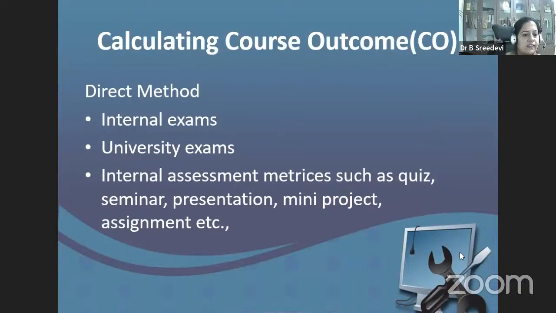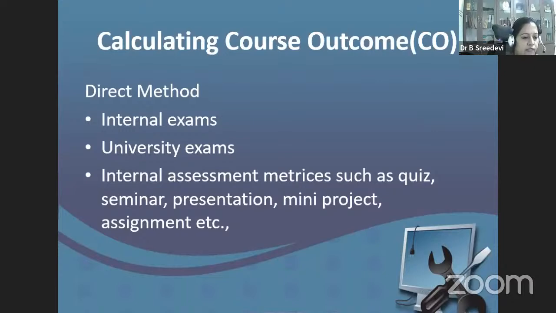And internal assessment matrices, such as for each CO, definitely we should have an internal assessment metric. It may be a quiz, it may be a seminar, it may be a presentation, it may be a mini project, it may be an assignment.